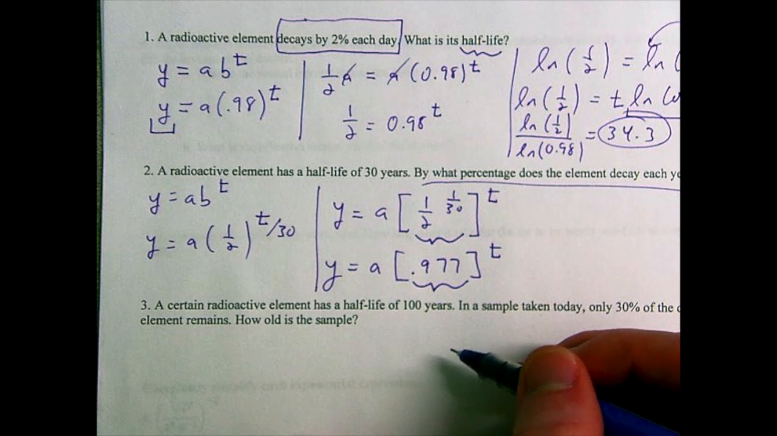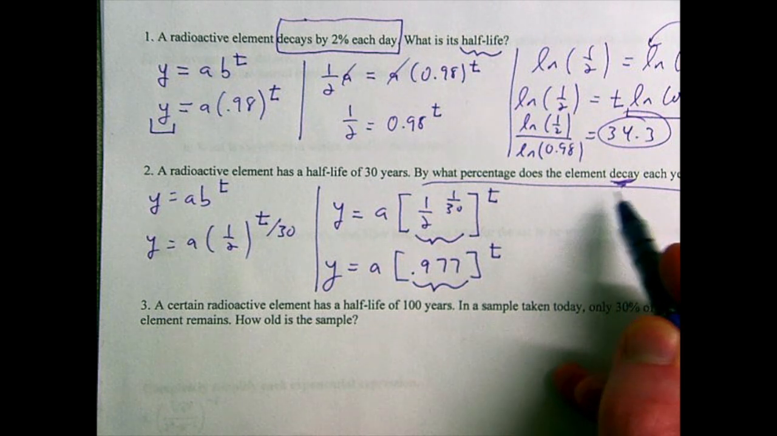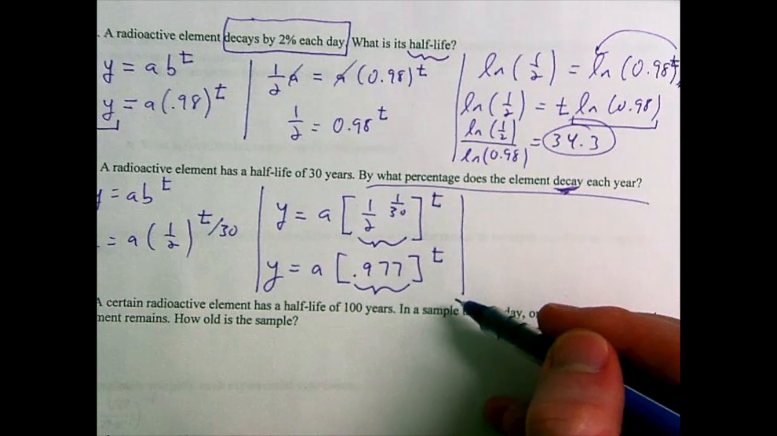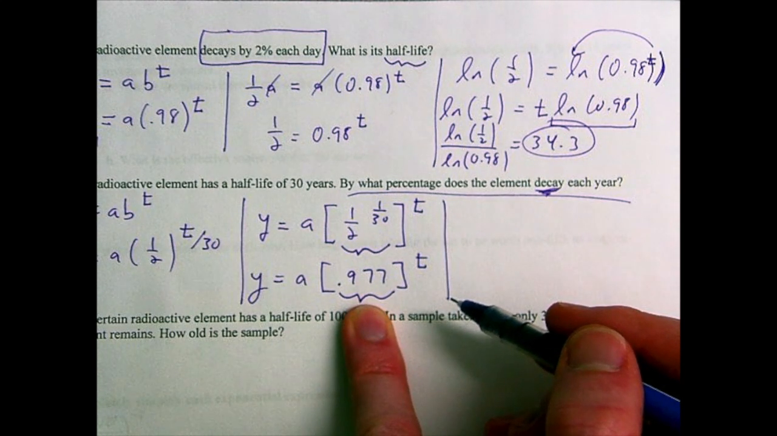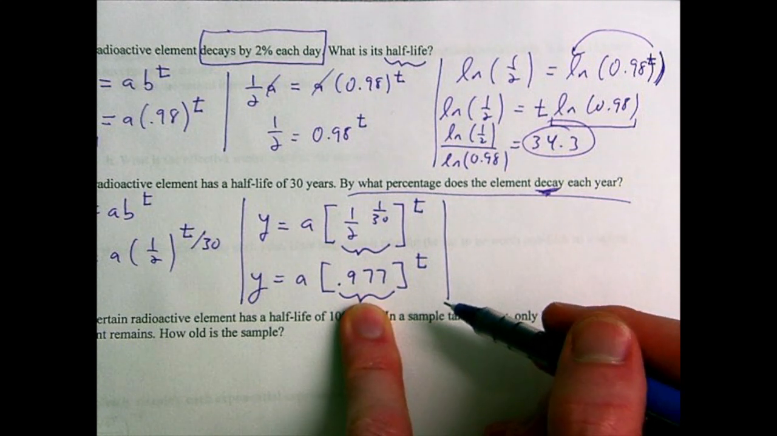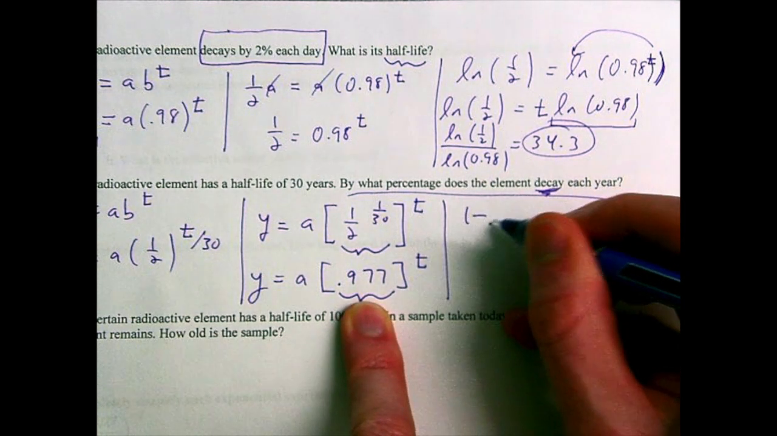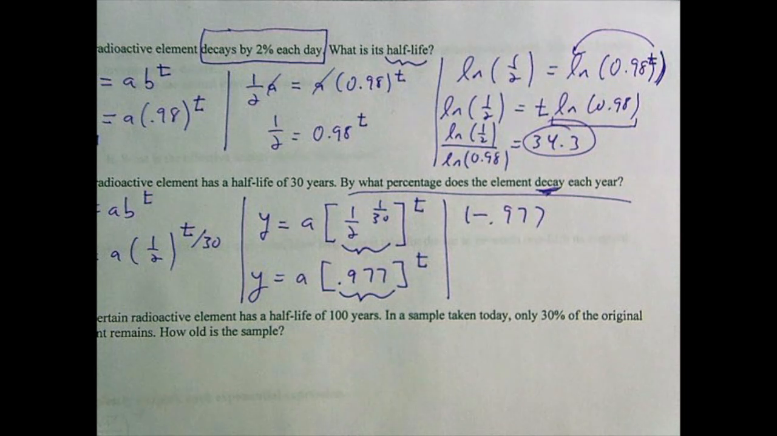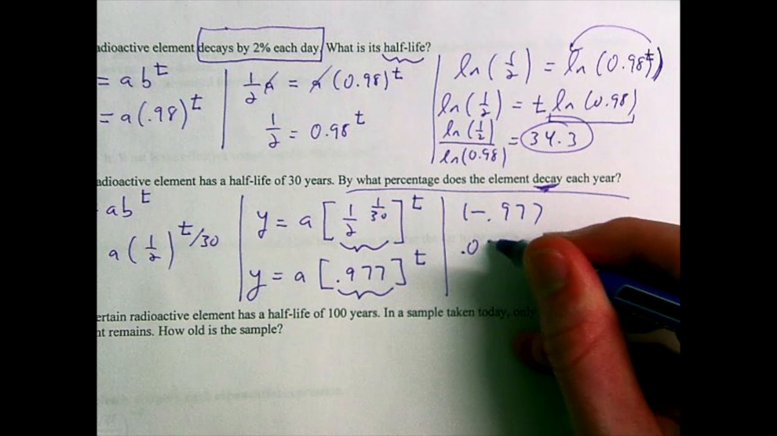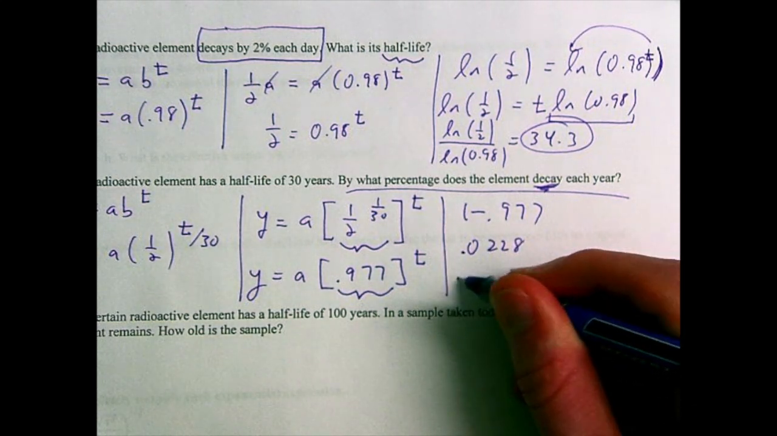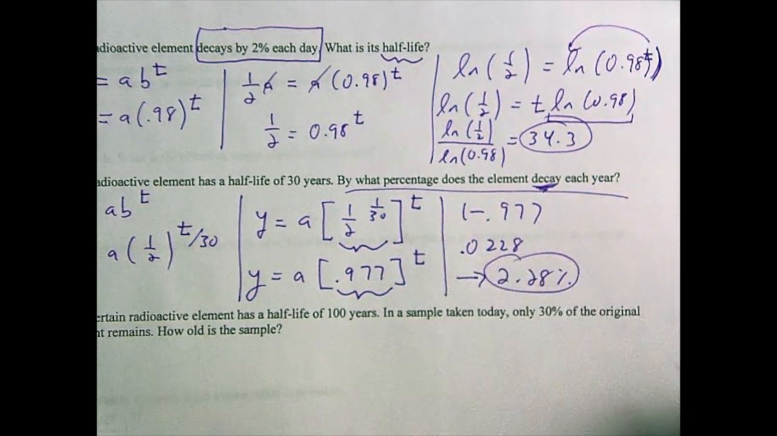Now, the question is, by what percentage does the element decay? In other words, by what percentage does the element decrease? If you're multiplying by 0.977, that means you're not losing 97%. You're losing like a little less than 3%. If you look at 1 minus 0.977, that will give you the percentage lost. So that's 0.0228. So in other words, we're losing about 2.28% every year.